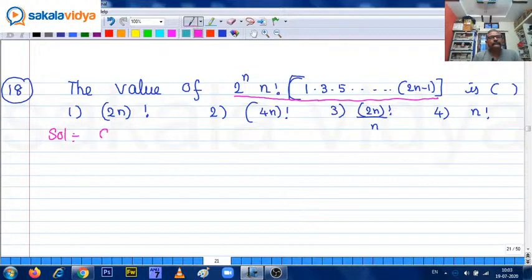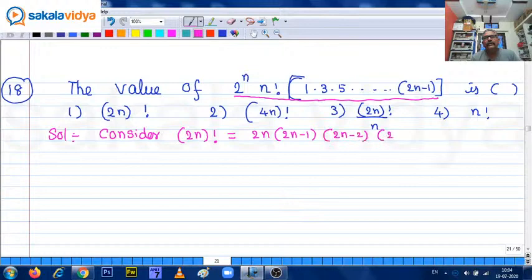Solution. Consider 2n factorial. As per the definition of the factorial, 2n factorial can be written as 2n times (2n minus 1), (2n minus 2), (2n minus 3), (2n minus 4) and so on, continued up to 4 into 3 into 2 into 1. So in this product we have even terms and also odd terms. So first let us do one thing now. This 2n is an even number, 2n minus 2 is even, 2n minus 4 is even, 4 is even, 2 is even. Let us separate them.